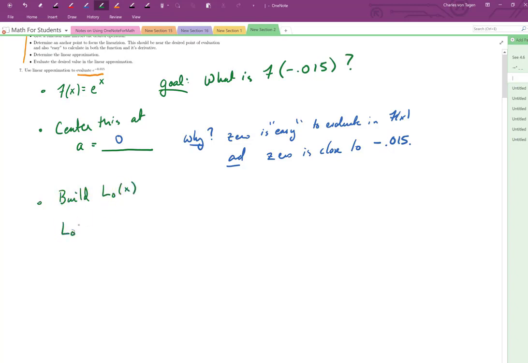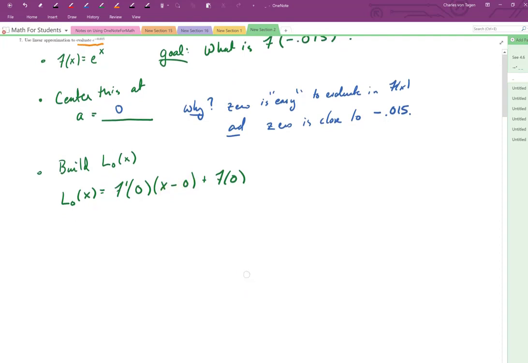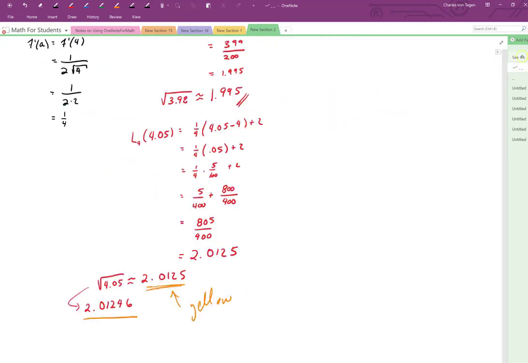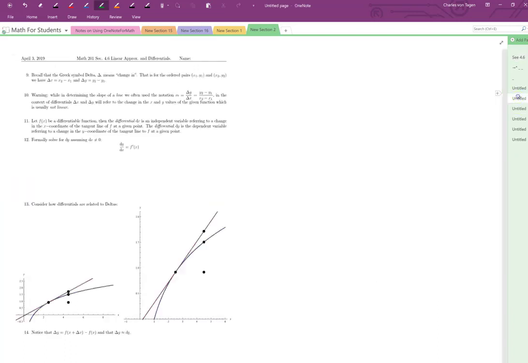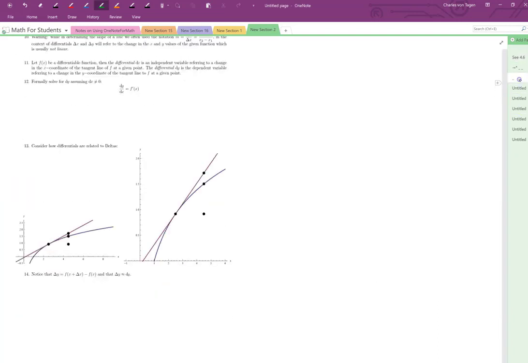Okay. So now let's build the linearization. L0 of x in this case is still just the tangent line, so that's f prime of 0 times x minus 0 plus f of 0. Of course, I could simplify things like this x minus 0, but I want you to see that this is just that linear approximation that we talked about on the previous page.